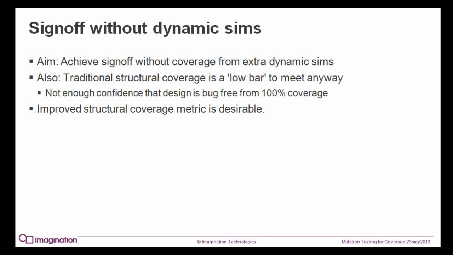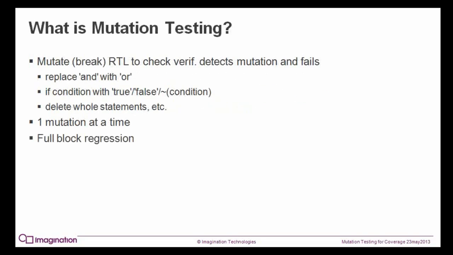So I think that there is a need for an improved structural coverage metric, and I think that mutation testing is an alternative that you could be using.